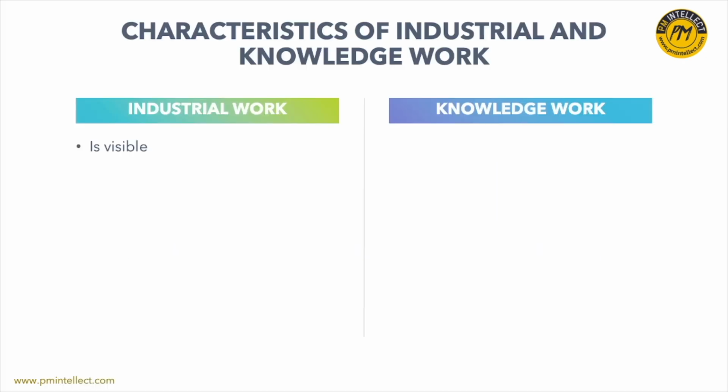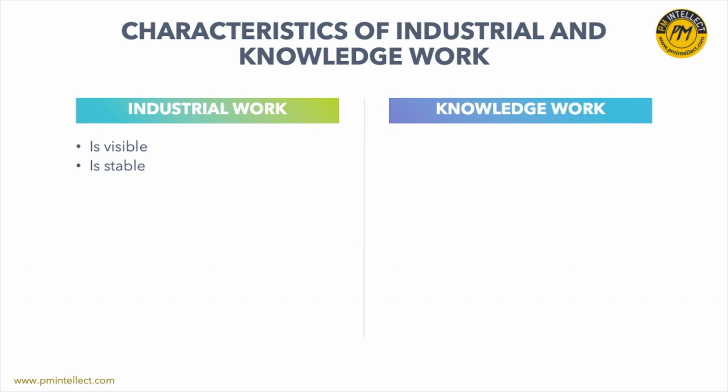So industrial work is always visible. The end product or the output of any industrial work or industrial project will give you a physical output. That is the basic characteristic of industrial work. It could be a building, it could be a car, it could be a national highway, it could be a flyover, or it could be a dam. So it could be anything that is physically visible to us.